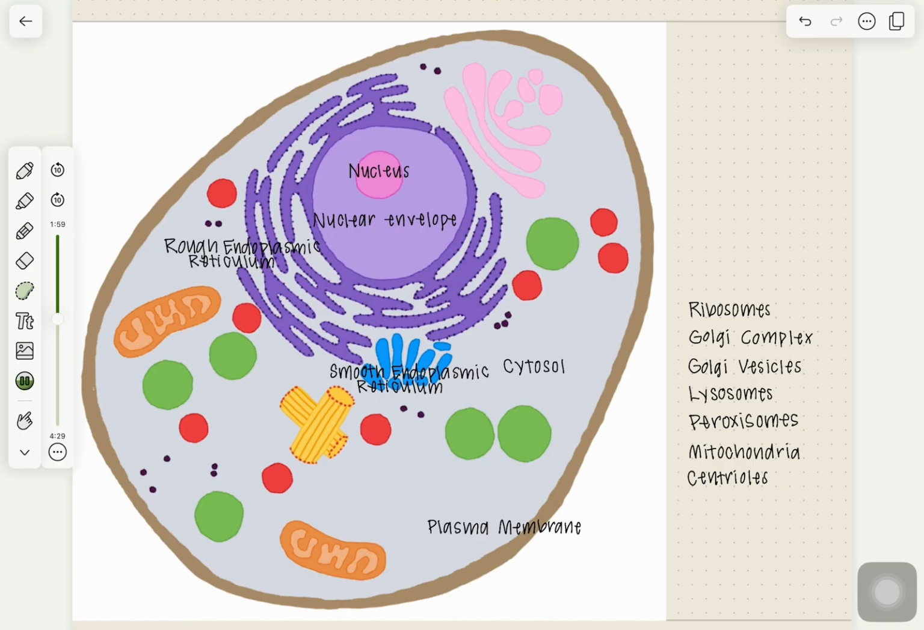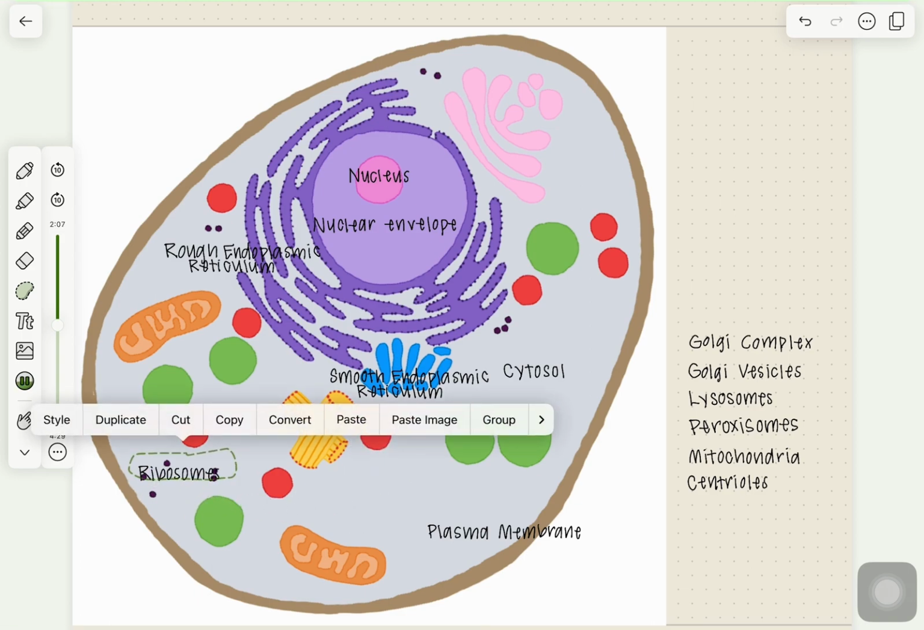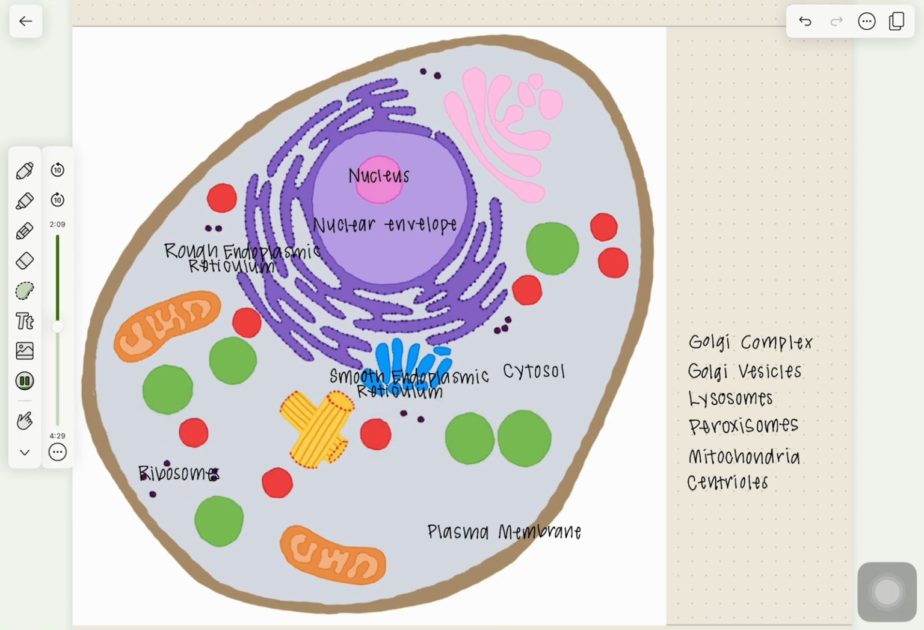And our ribosomes are going to be the purple little dots that are floating within the cell. Ribosomes read genetic material and produce peptides and proteins based on the specific segment of DNA code that it reads. They are small organelles produced by the nucleolus of the nucleus, and they are found in large numbers on the rough ER. So again, the small little purple dots.